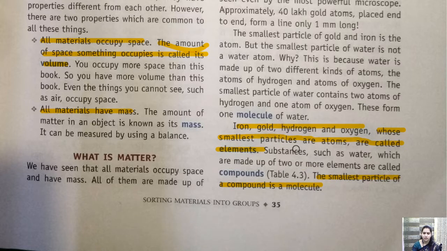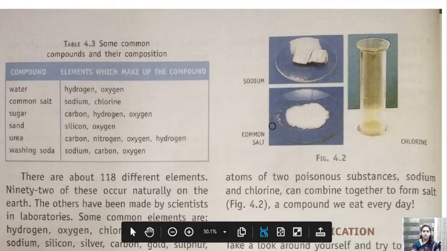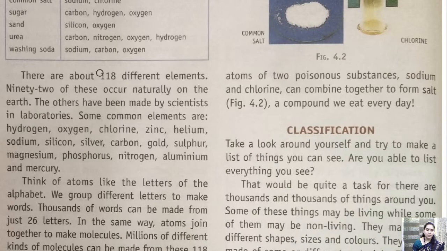This is important. Okay, now coming on to the next page. Please turn over the page. What is important here? Underline this line: we know there are about 118 different elements. A question can come like, we know 118 different what? Elements, compounds, molecules, atoms? The correct answer is elements.